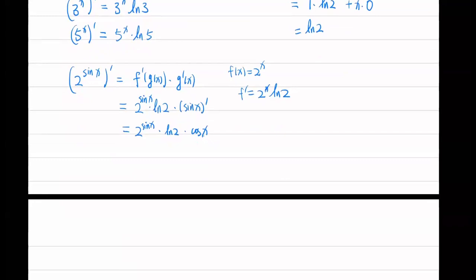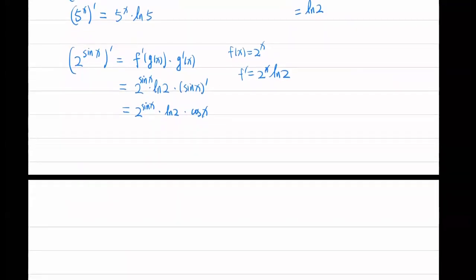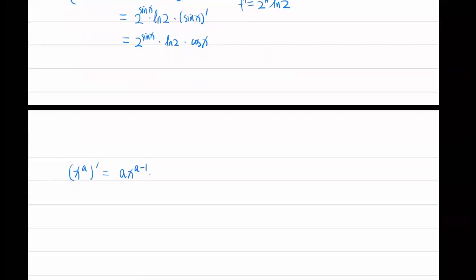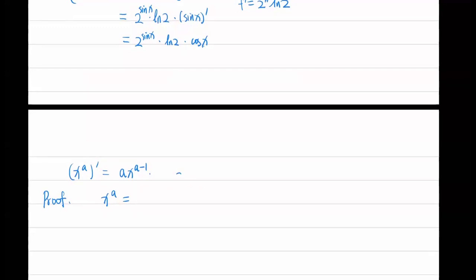Let's try another formula we have promised. We haven't proved it yet. So the derivative of x to the a power, we promised this will be a x to the a minus 1. To prove this, again, we will use the change of basis. So x to the a power, proof. Here, x must be positive. That's our assumption.